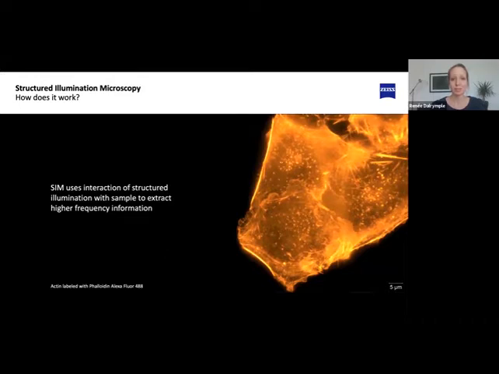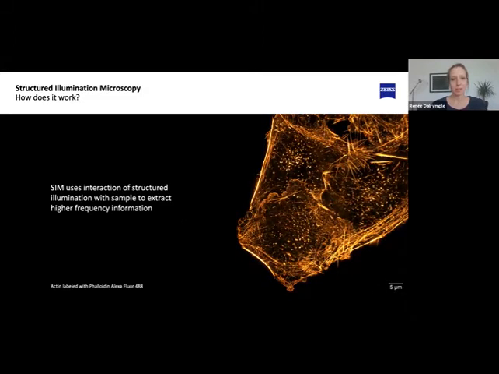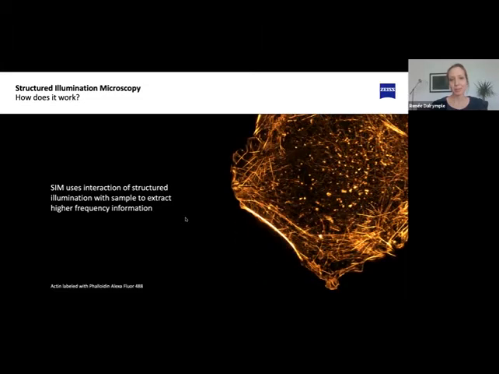So with structured illumination microscopy, we use patterned light, or structured light, which we place on top of the sample, and we're able to use it to extract high frequency information from the sample, meaning the high resolution information, the fine details that you want to see. So for example, on the right here, you see a wide field image of actin. And if we image this same cell with super resolution SIM, we can see the much finer details in the sample that we achieve with that twofold improvement in resolution.